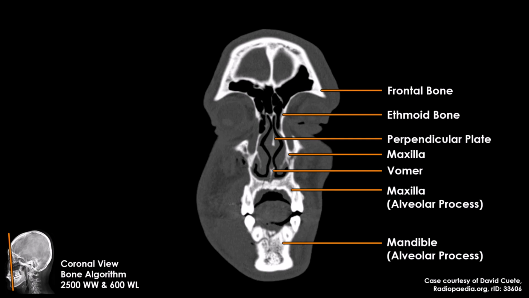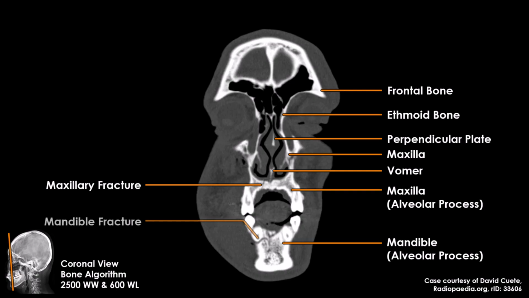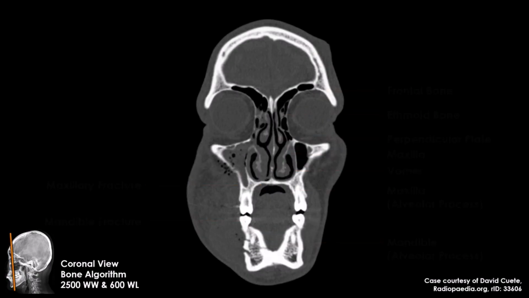Take note of the surrounding structures and some of the injuries. This patient has a maxillary fracture. Here we see it in the maxillary portion of the hard palate. That's the roof of the mouth. This patient also has a mandible fracture. In the next image, we're moving slightly deeper into the face again.